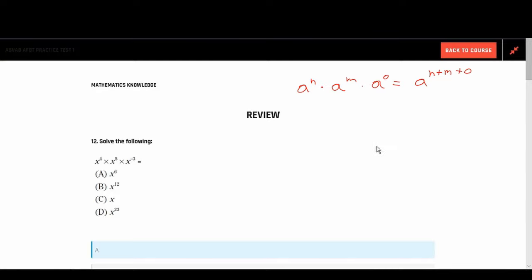Okay? You can see that we have that case here. So this is going to become x to the 4 plus 5 minus 3. 4 plus 5, of course, is 9, minus 3. 9 minus 3, of course, is 6. So we know our answer is going to be x to the 6th power. Okay, just testing your knowledge of the laws of exponents.